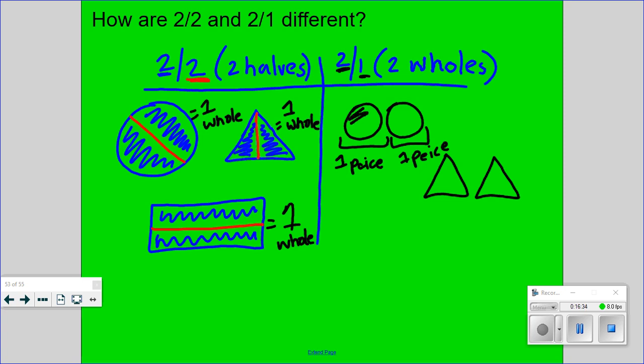Well, here's 1 piece that I'm going to shade in. Here's another piece that I'm going to shade in. There's my 2 wholes. If I did it with triangles, it might look like this. If I did it with rectangles, I would just color in the whole thing. I could do it with any shape, because I don't have to worry about cutting it up. It's already 1 piece. So the other name for this is 2 wholes.